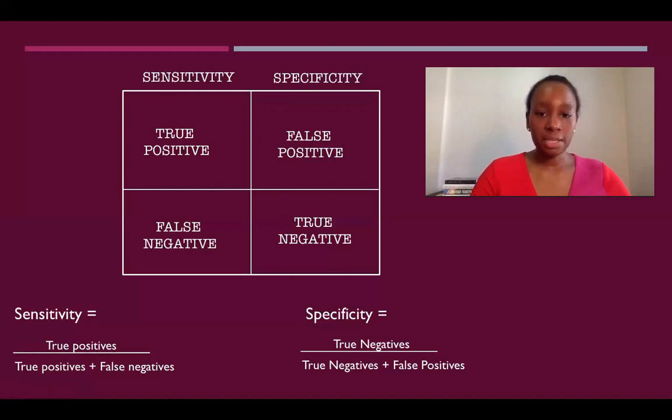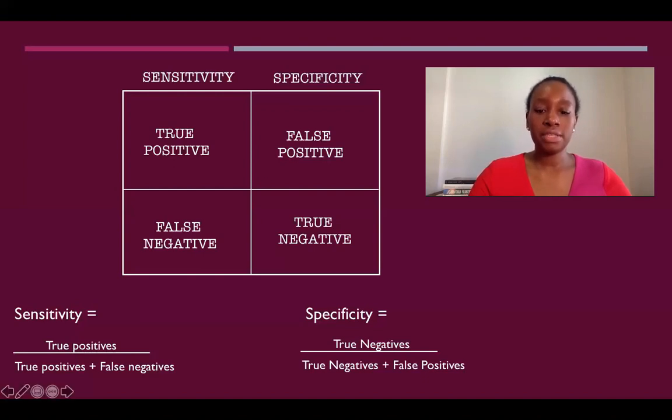The specificity of a test is calculated using these two boxes on your right-hand side. So those are the false positives, so those are people who do not have COVID-19 but test positive for it, and the true negatives, so those who don't have COVID-19 and test negative for it.